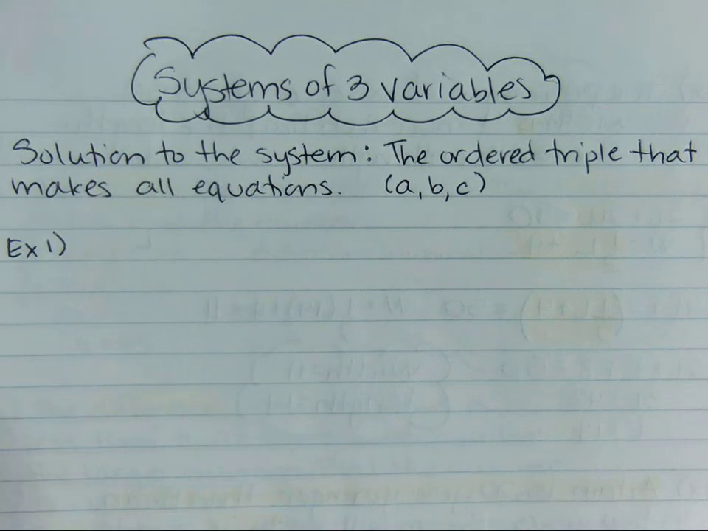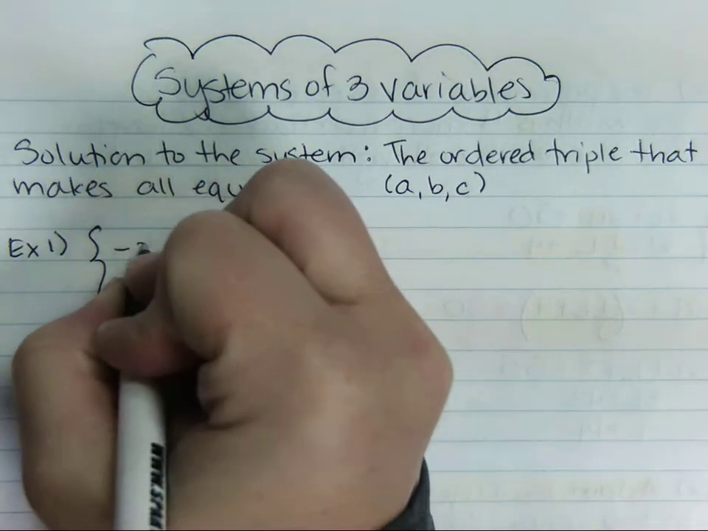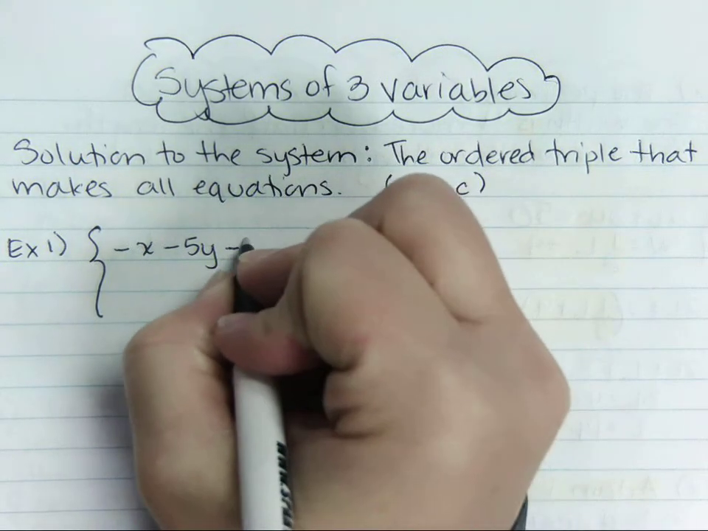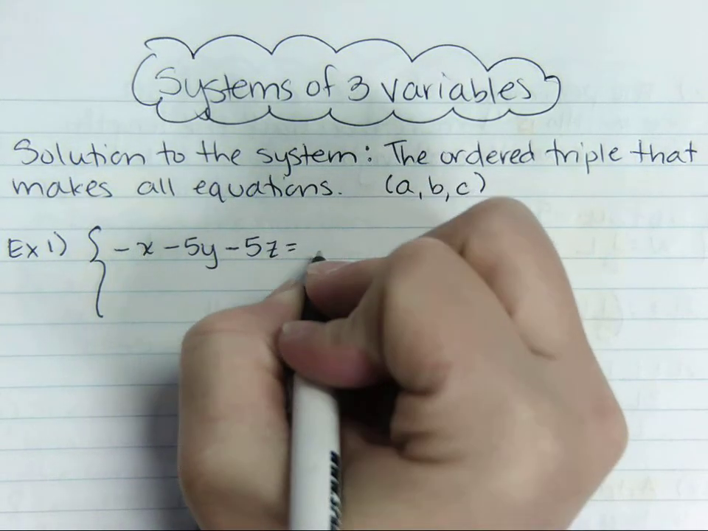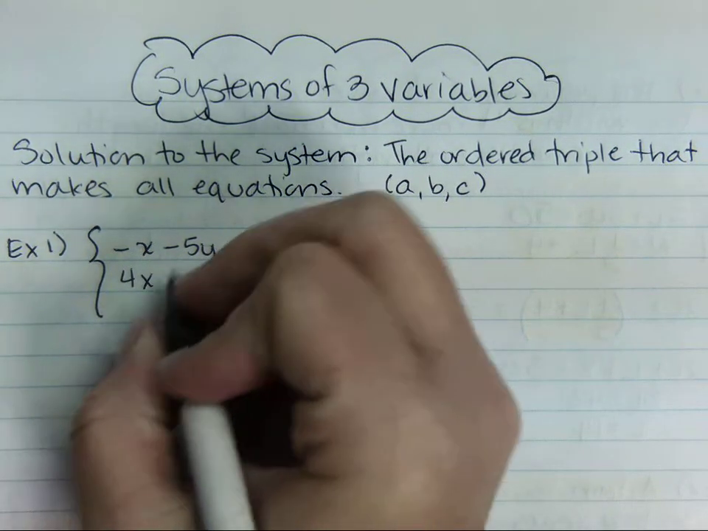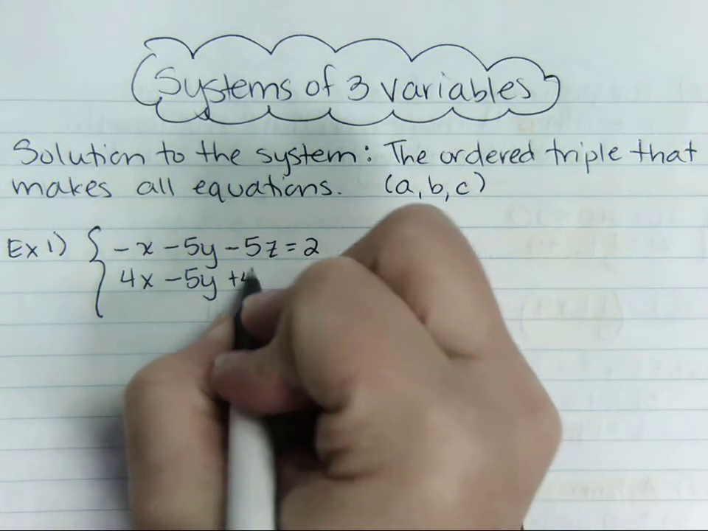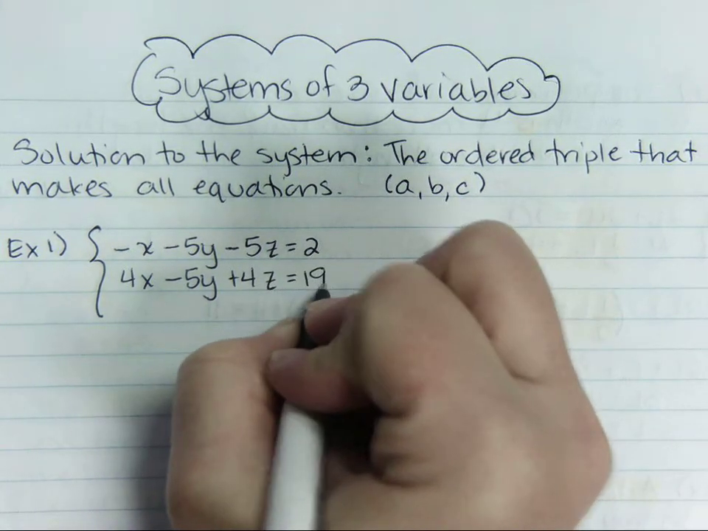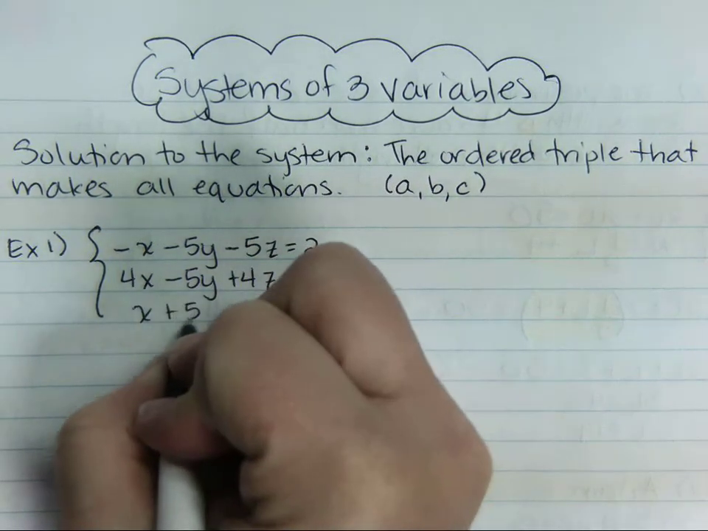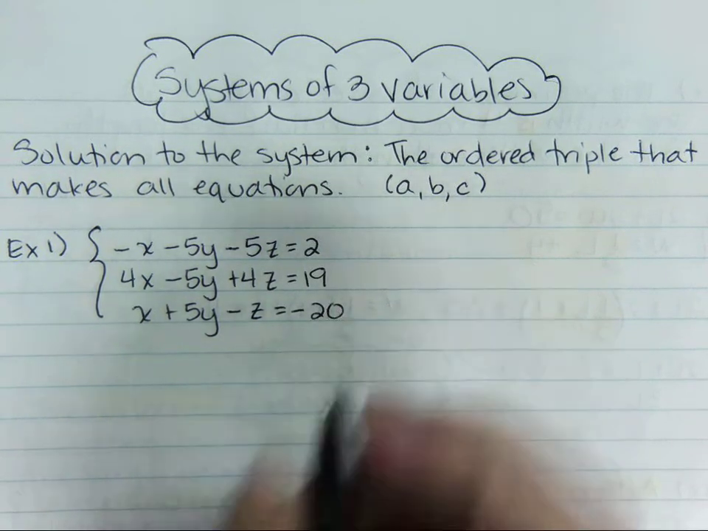The system that we're going to start working with is negative x minus 5y minus 5z equals 2. The second equation is 4x minus 5y plus 4z equals 19. And the third equation is x plus 5y minus z equals negative 20.